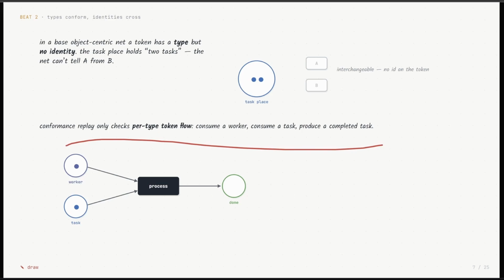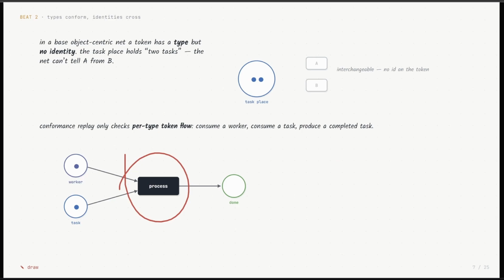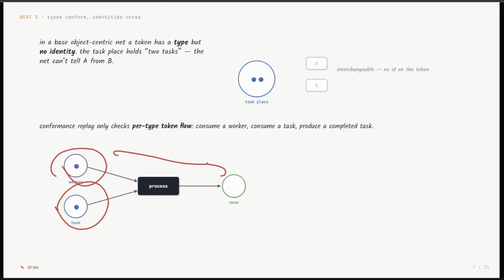Let's look at it more precisely when we are doing a conformance replay. We are checking per token flow. Here we are trying to fire process. We just care: do I have a worker? Do I have a task? I'm going to consume these 2 tokens and produce a done task. That's all I care about. I do not care which is which.